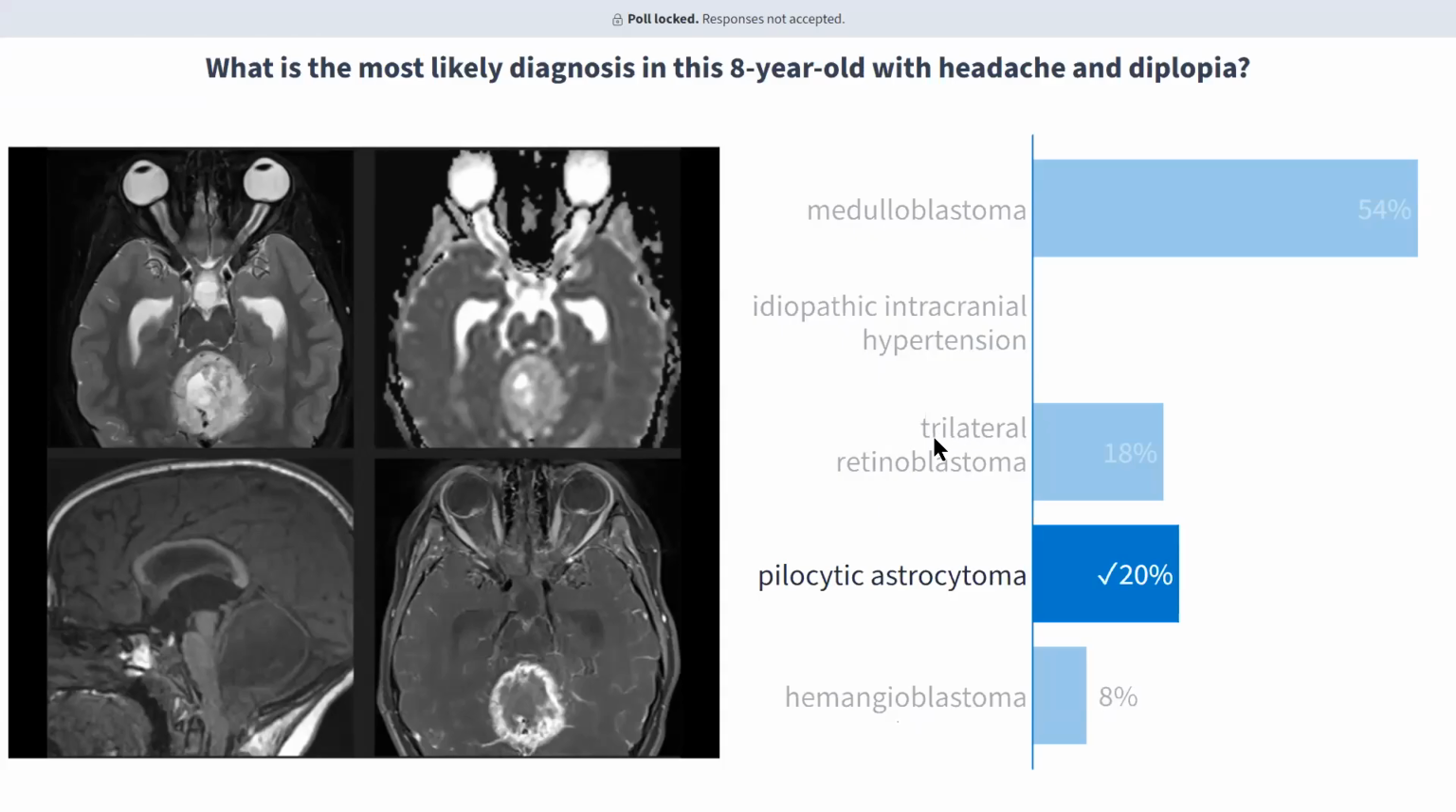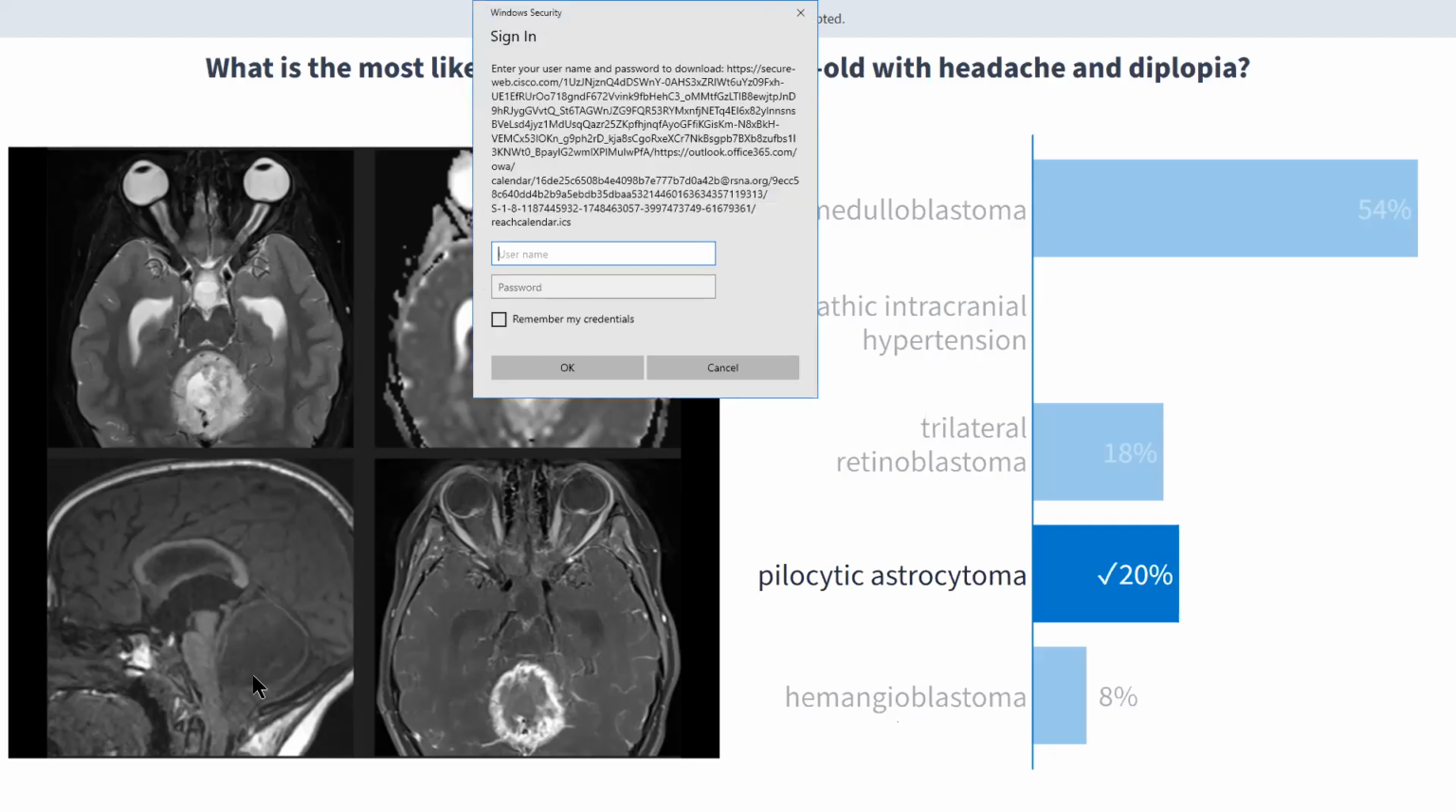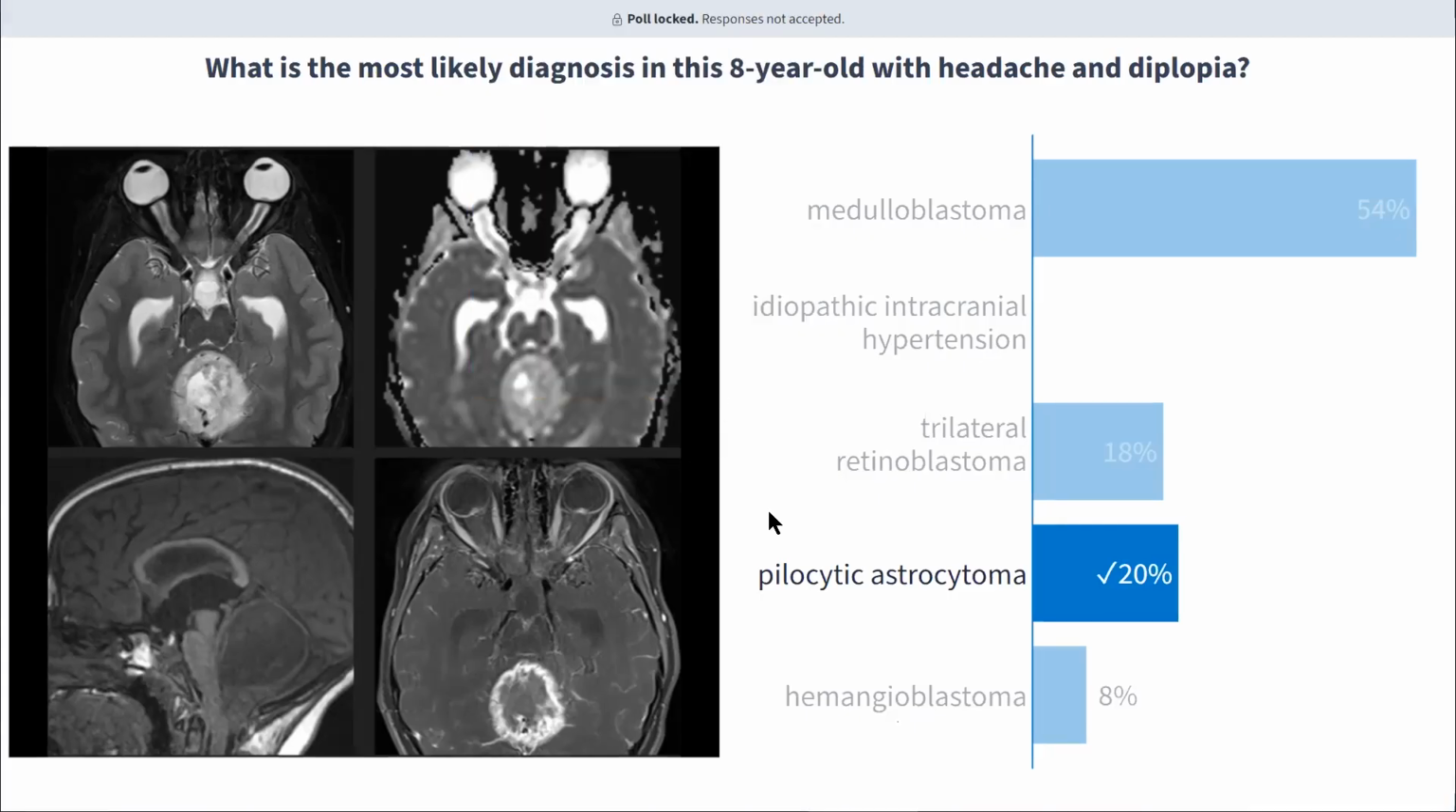And then moreover, the term trilateral retinoblastoma refers to when you have bilateral retinoblastomas plus a pineal region mass. And in this case, on the sagittal T1 weighted image, we see the pineal gland is spared and that this mass is really arising from the cerebellum.